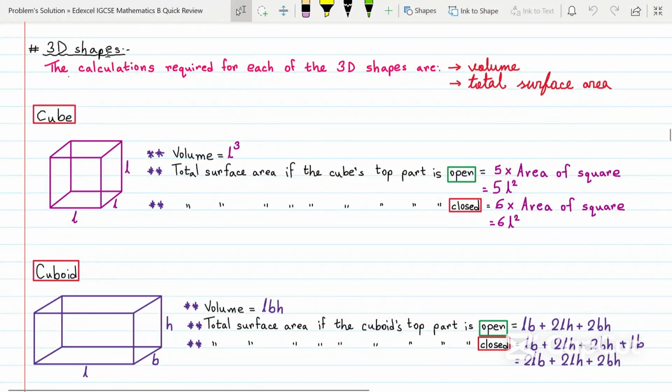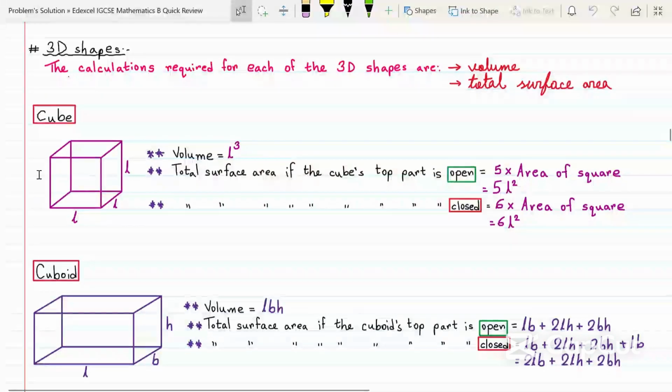So here are the 3D shapes. Under this topic, we mainly calculate two types of things. First is volume, second is total surface area for each of the 3D shapes. So the first 3D shape we have is a cube. We have seen a cube, right? You have seen ice cubes, dice, sugar cubes, and many more.